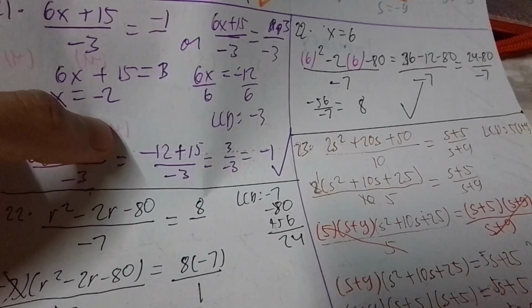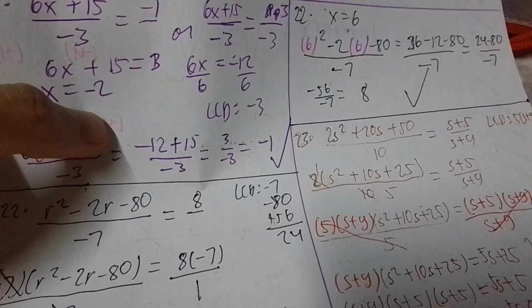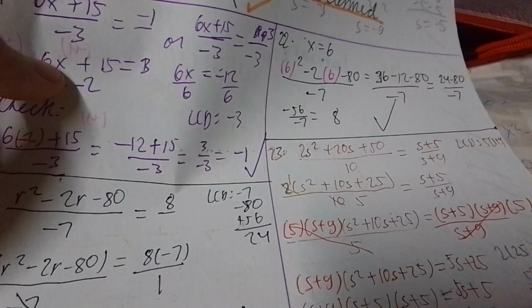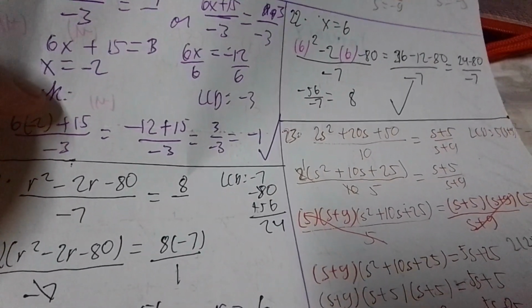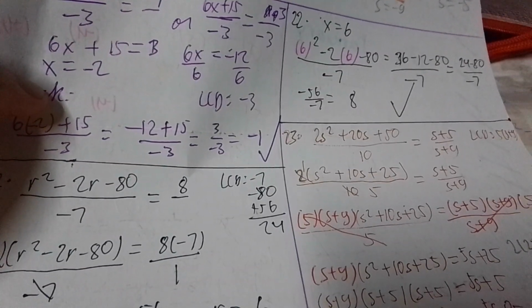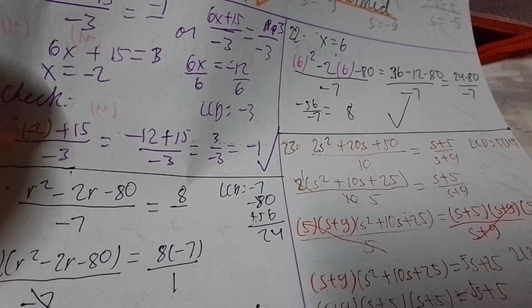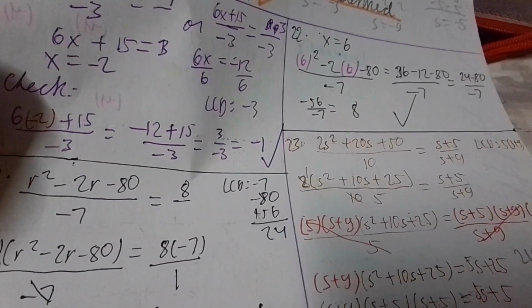Then all the negative 3's cancel. And on the right side, you multiply by negative 1. So you're left with this equation: 6x plus 15 equals 3. Then work the math. Subtract 15 from both sides so that you get negative 12. And your answer is negative 2. Did we get that right?